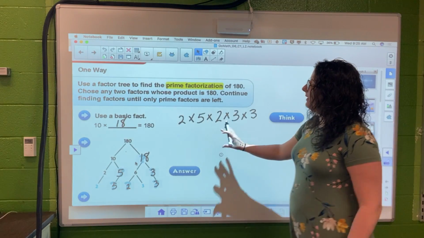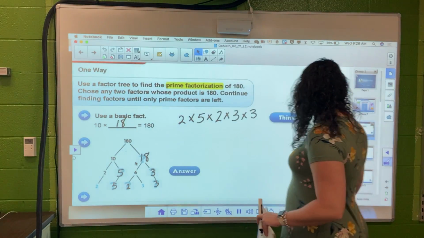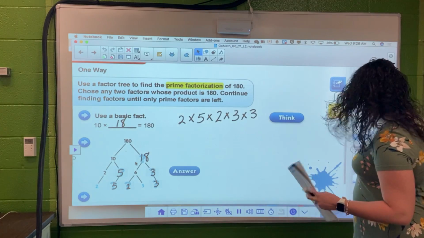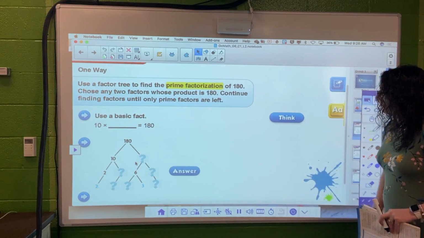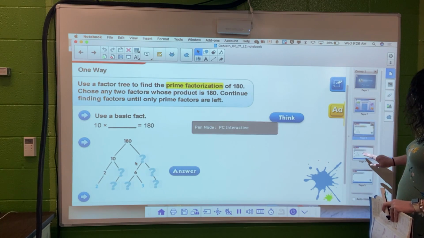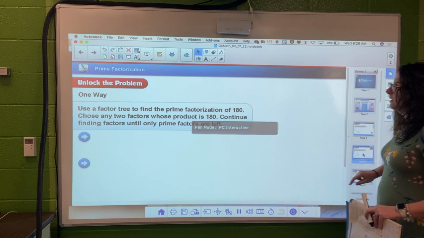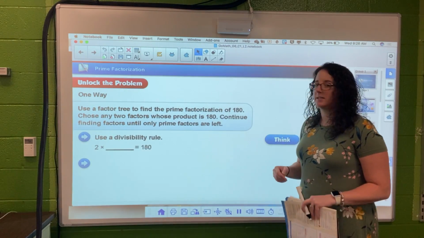So that's one way we can do it, by using a basic fact. But there's another way. And that's what we're going to look at next in part B. So let me scroll to our next page. This one wants us to use a divisibility rule.